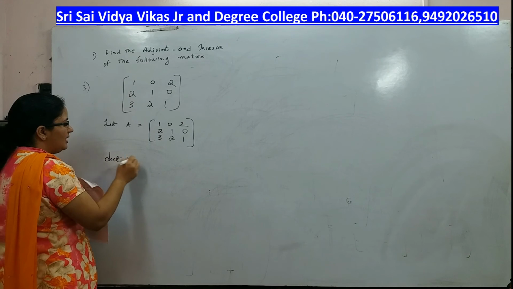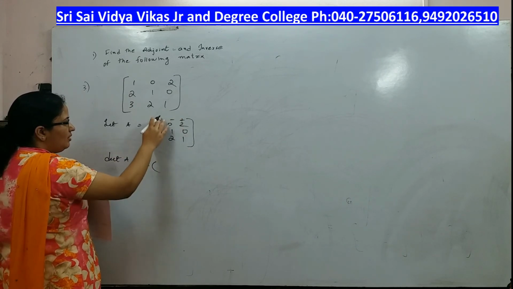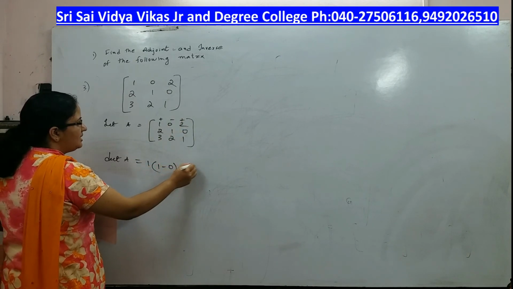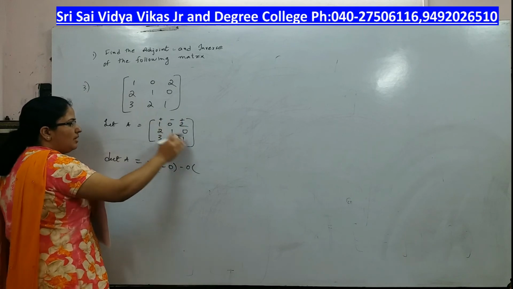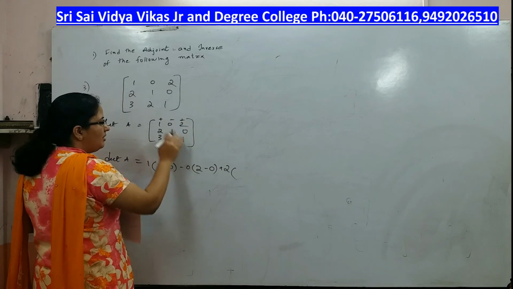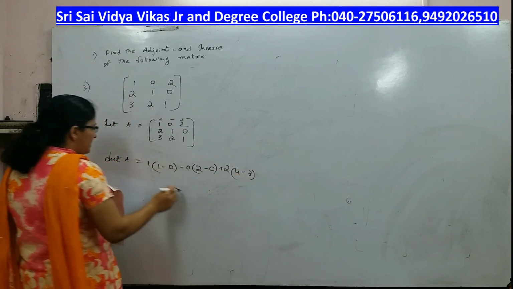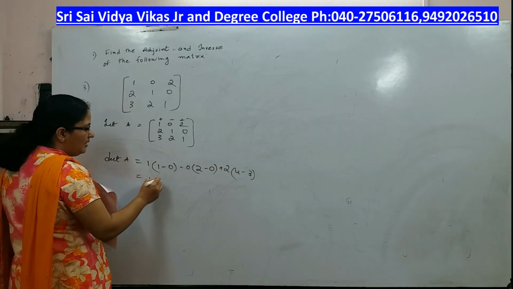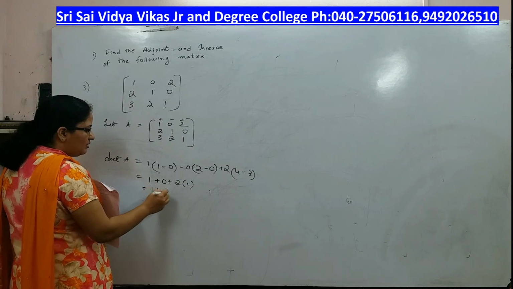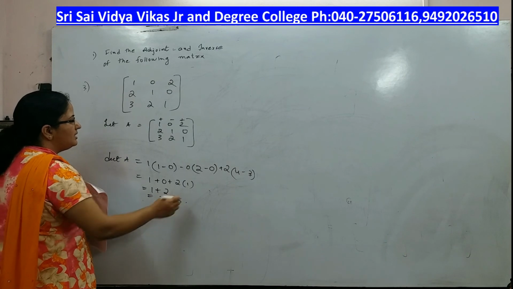Det A. What you will do? Plus minus plus. 1 into, close this column, close this row, AD minus BC, 1 minus 0. Minus 0 into, close this column, close this row, 2 minus 0. Plus 2 into, close this column, close this row, 4 minus 3. That is nothing but 1 plus 0 plus 2 into 1, 1 plus 2, which is 3. Determinant of A is 3, which is not equal to 0.